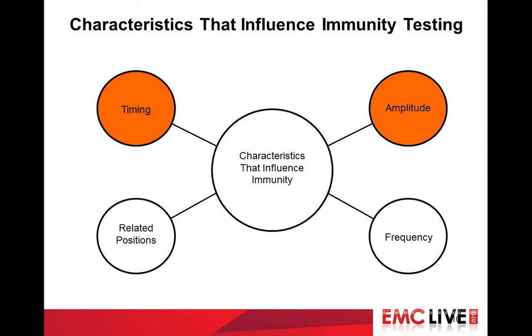Amplitude. The amplitude of an interfering source energy level determines the susceptibility. The interfering signal adds to the EUT internal noise. If the amplitude of the interfering signal is at the same level as the intended signal, most likely the system will malfunction.